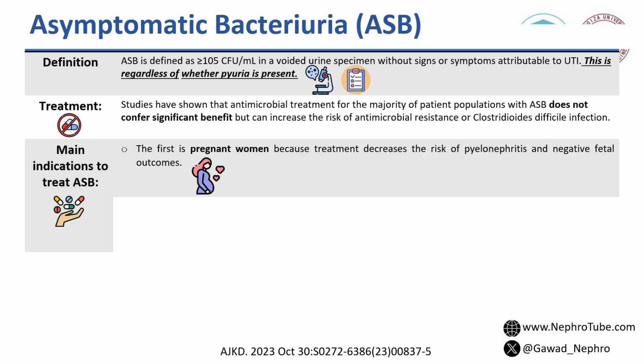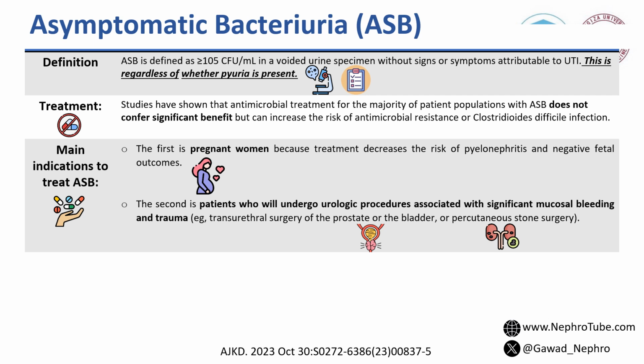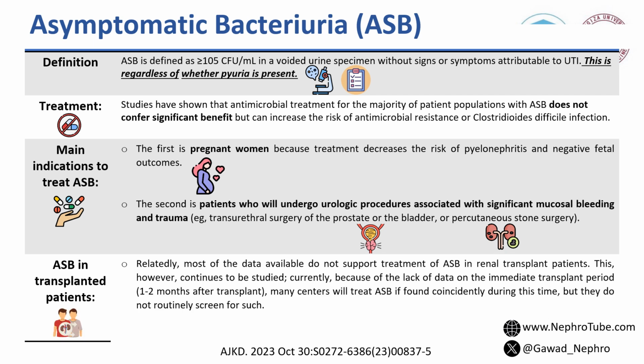What are the main situations or indications to treat asymptomatic bacteriuria? First, in pregnant women, because treatment of asymptomatic bacteriuria in pregnant women decreases the risk of pyelonephritis and decreases the risk of negative fetal outcome. The second point, if a patient will undergo a urological procedure which will be associated with significant mucosal bleeding and trauma. The third point, which is debatable, is the presence of asymptomatic bacteriuria in transplant patients. Actually, there is not enough data available to support the treatment of asymptomatic bacteriuria in urinary transplant patients. However, there is some data about the importance of management of asymptomatic bacteriuria 1 to 2 months after transplantation.